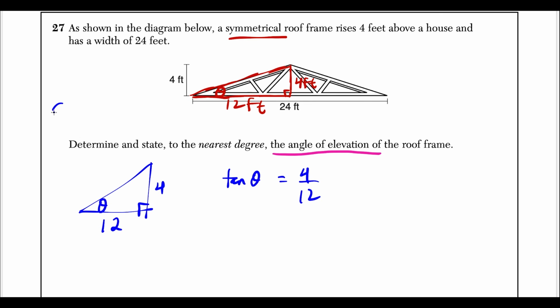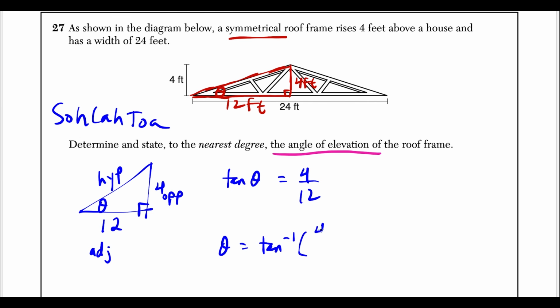And once again, remembering this phrase, SOHCAHTOA. If you think about the angle we were given here, this is the side adjacent to the angle, and this is the side opposite the angle, and the hypotenuse we don't have. We could find it, but we don't need to for this question. So tangent makes the most sense since we know the opposite and adjacent side. But if we want the angle itself, the angle theta, we do the opposite of tangent, which is tangent inverse, and we plug in the ratio 4 over 12, and this will give us our answer.